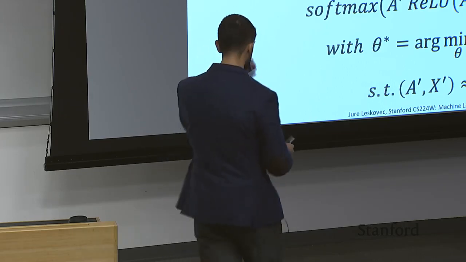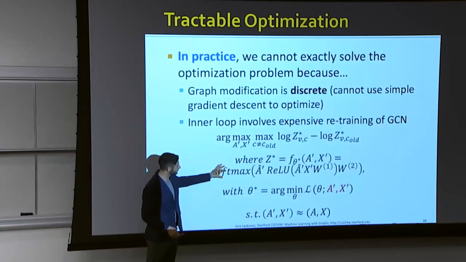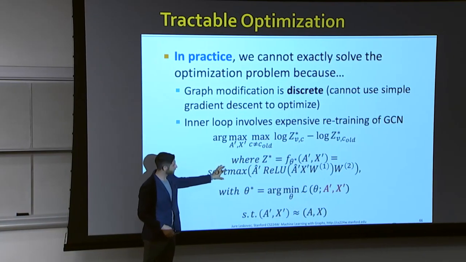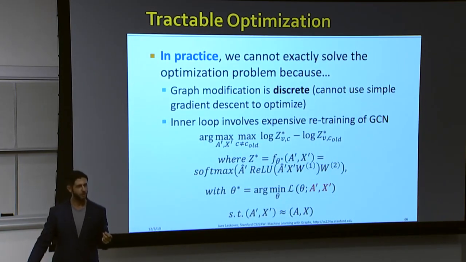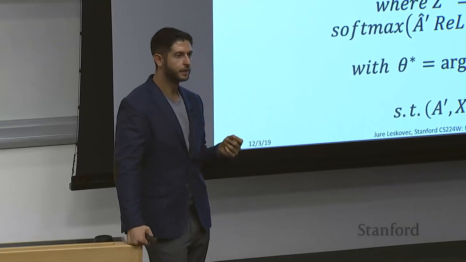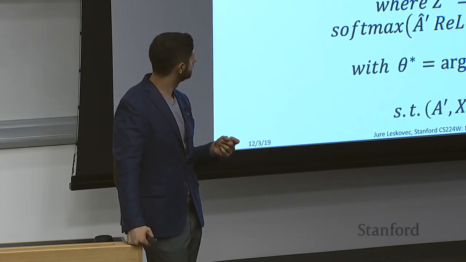Yeah, so let me see if I understood the question. You're asking if we change the training model, why do we need to retrain it again? Shouldn't we have this expression over theta, which is trained over A and X?